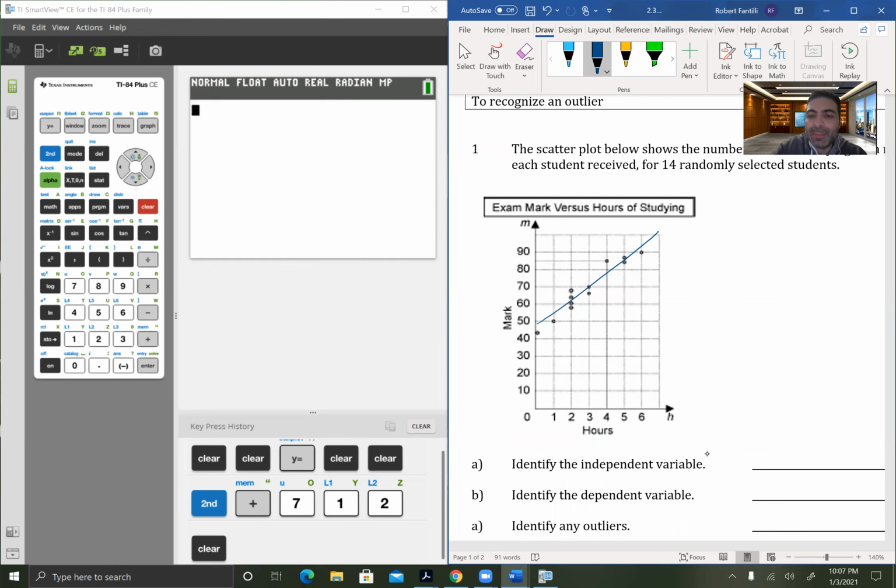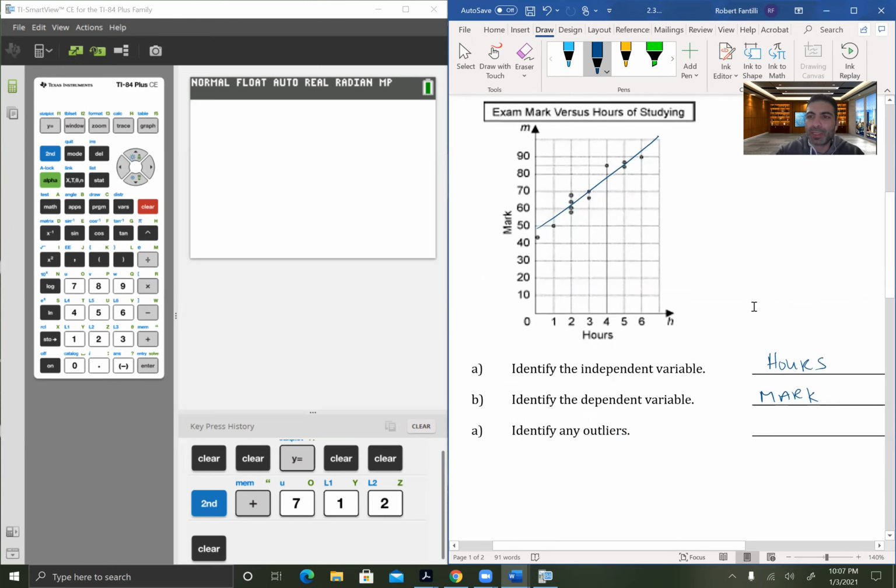So for now, the independent variable is the number of hours, and the dependent, we said already, was the mark. The answer key I'll provide for you on EDSB will be neater than this because I'm writing on the back of my computer screen. It's not as neat. Any outliers? We didn't see any outliers. I explained that we could have had some, but right now, according to this data, there's none.